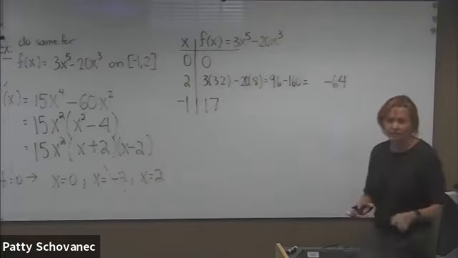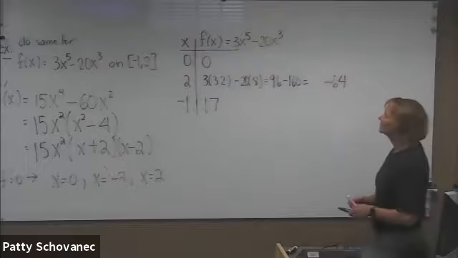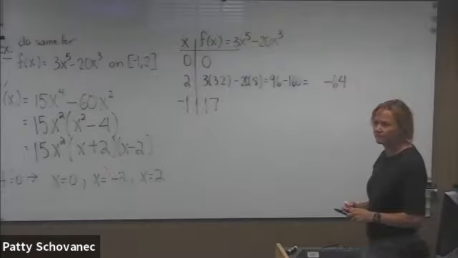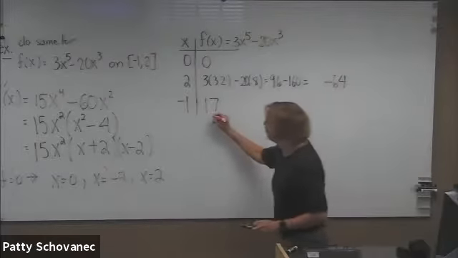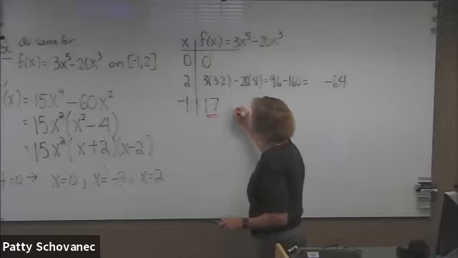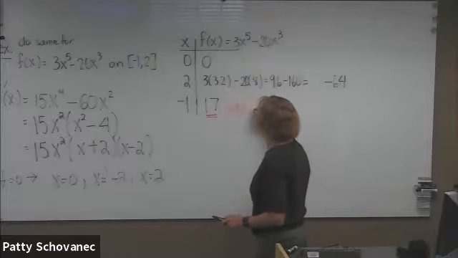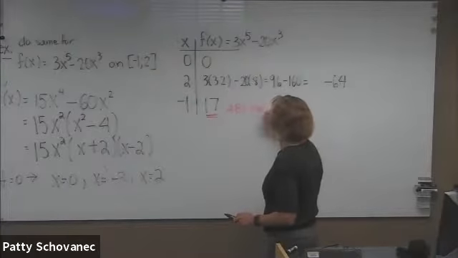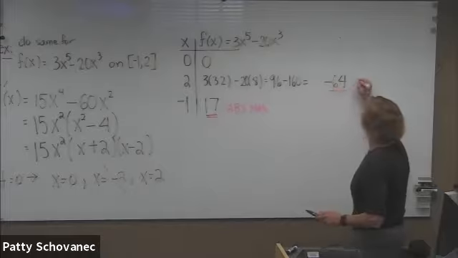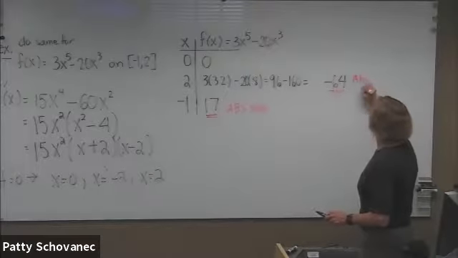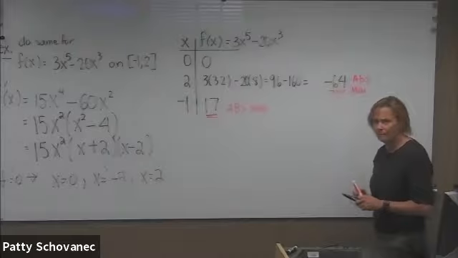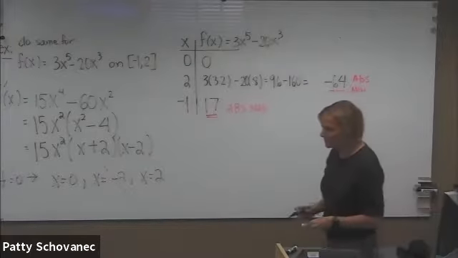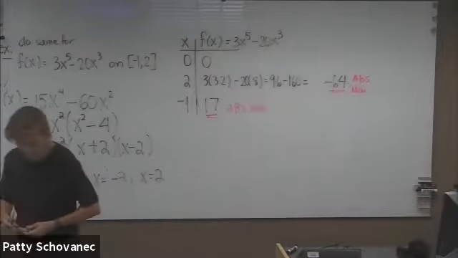It's negative, so it's clearly the smallest. 17 is the biggest. Here's our absolute max. Here's our absolute min. Okay, so I can see that you're sick of polynomials.